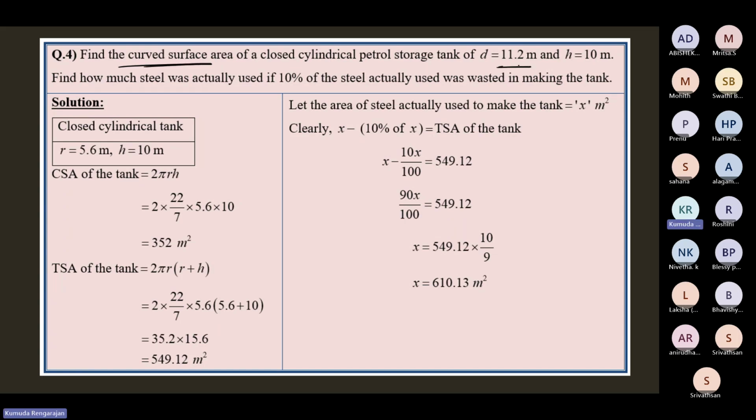So radius is half of this, 5.6, and height is 10 meters. Find the CSA, 2 pi RH is the formula. Substitute the values, calculate carefully. You can write 5.6 as 56 by 10 in the next step. See, 7 ones are 7, 0.8 times. Calculation alone you cannot see here, you have to do that. When I say calculation, I'm talking about simplification.